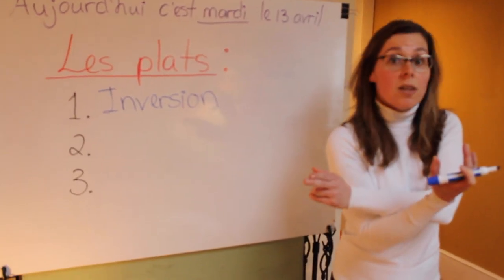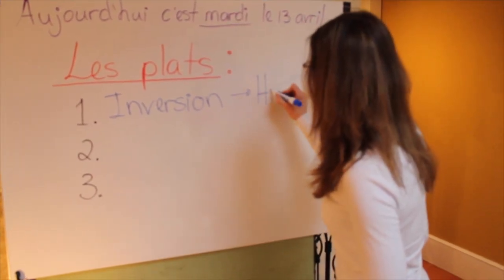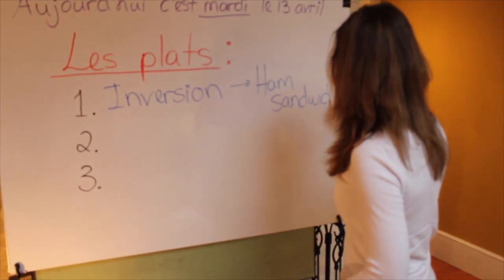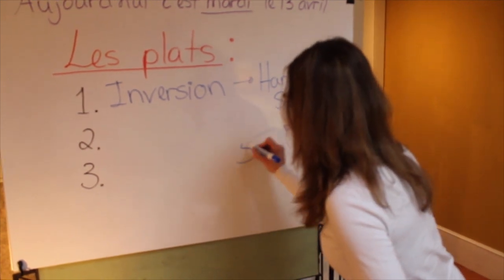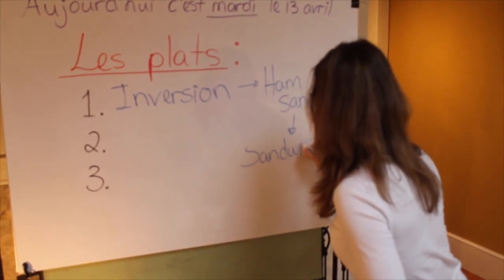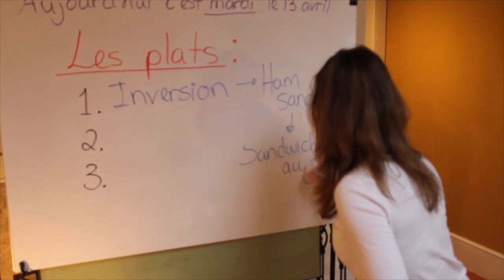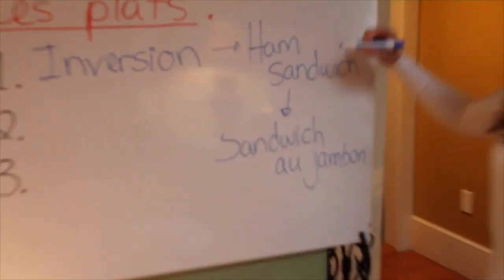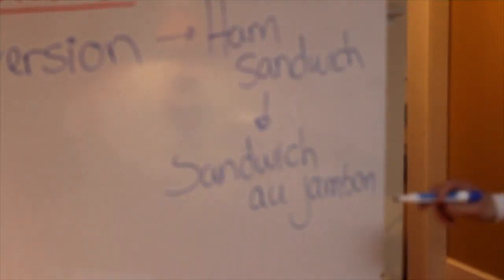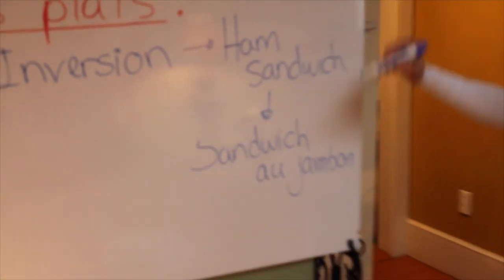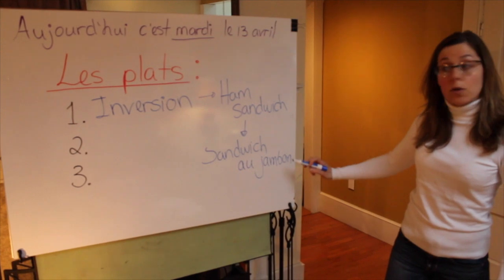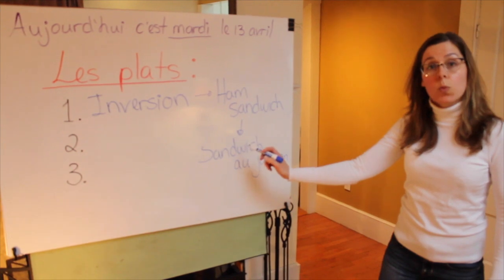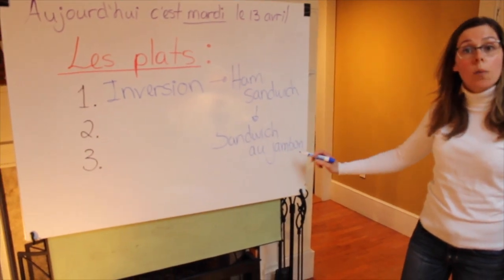I switch the order. For instance, ham sandwich becomes sandwich au jambon. So, in English, ham comes first. In French, jambon, which is ham in French, goes after. It's the second word. Sandwich is the second word in ham sandwich. Sandwich is the first word in sandwich au jambon.